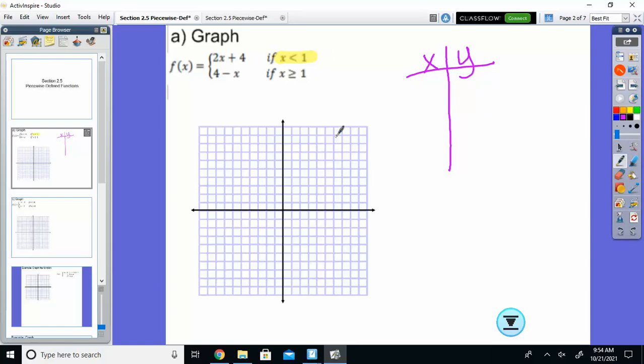Now, if it's a function, you can't repeat the same x value. So will you ever have a case where both of these are equal to 1? No, because then it would fail the vertical line test. But even though it's going to have one piece where it's not equal to 1, we still have to plug in that 1 to get the starting point on our graph.